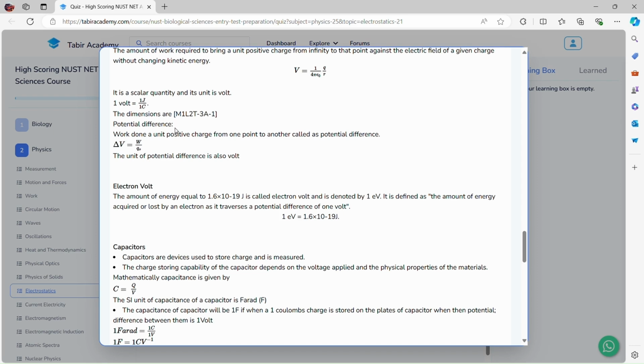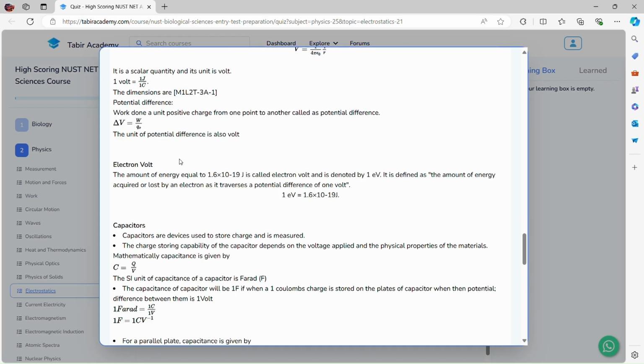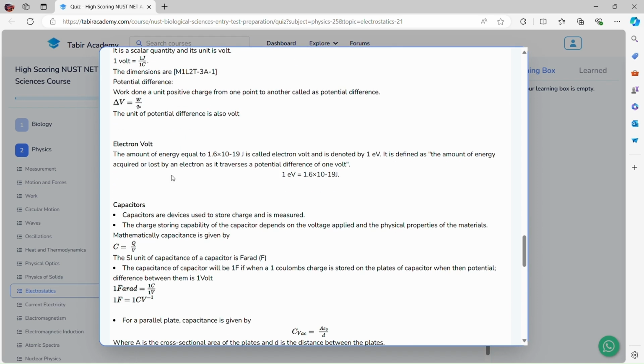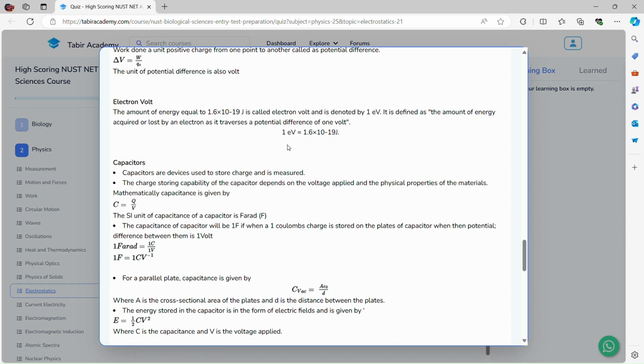Potential difference. The work done in moving a unit positive charge from one point to another is called potential difference. Delta V equals W over Q naught. The unit of potential difference is also volt. Electron volt: the amount of energy equal to 1.6 multiplied by 10 to the power negative 19 joules is called an electron volt and it's denoted by 1 eV. It's defined as the amount of energy acquired or lost by an electron as it traverses a potential difference of 1 volt. 1 eV equals 1.6 times 10 to the power negative 19 joules.